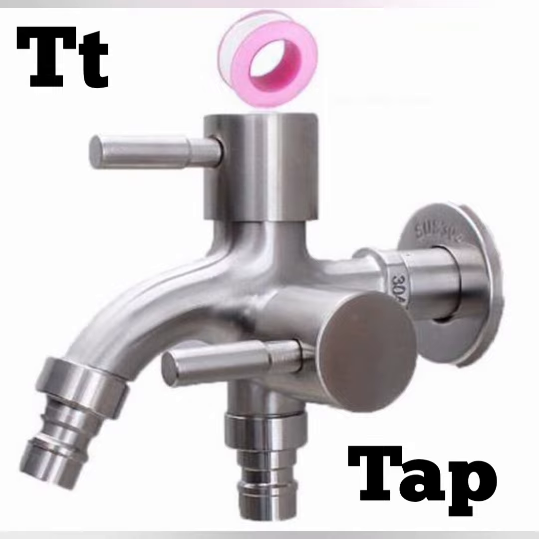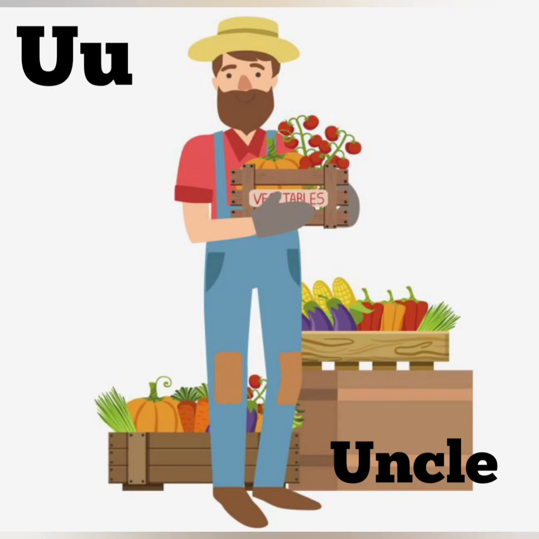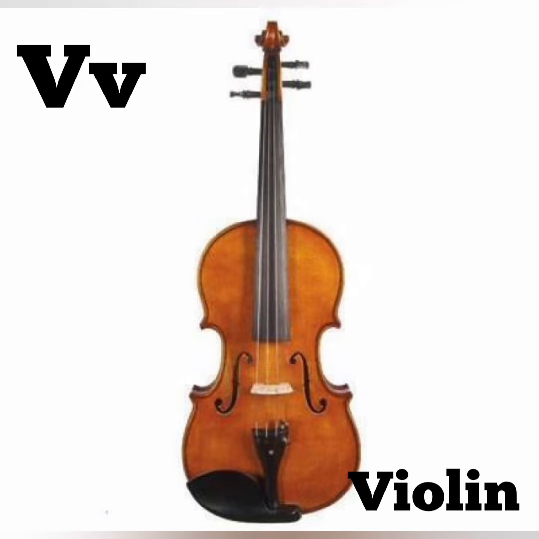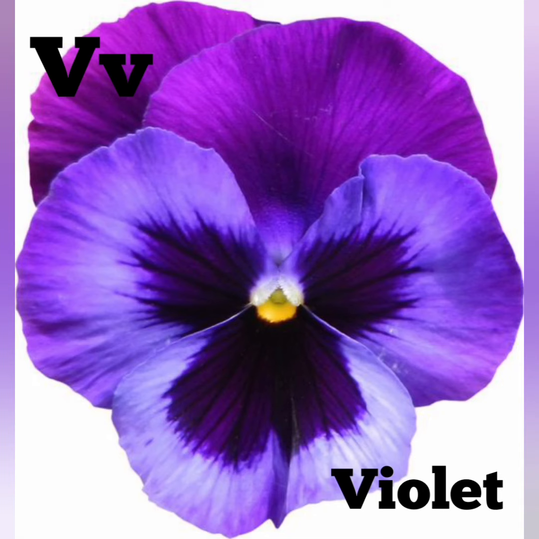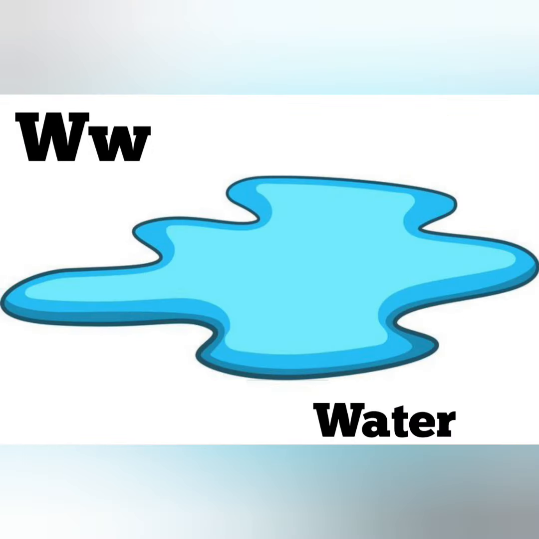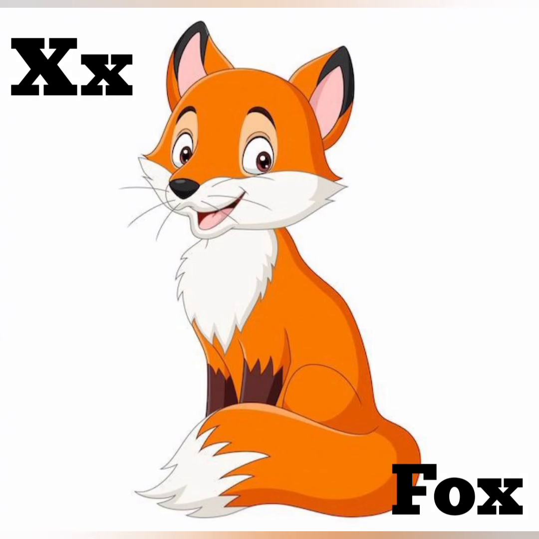T for tap, T for tub. U for uncle, U for umbrella. V for violin, V for violet. W for well and W for water. X for box, X for fox.